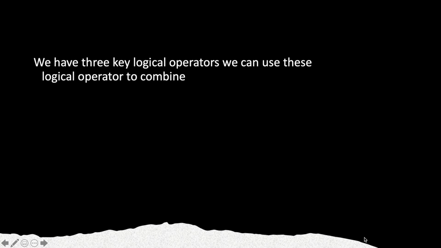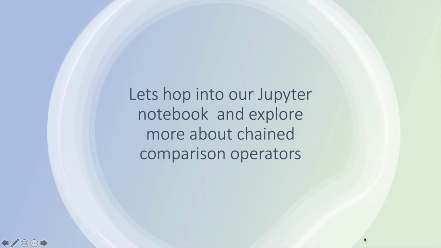Okay, now we have three key logical operators that we'll be learning about, and we can use these logical operators to combine comparisons. The first key logical operator is and, the second one is or, and the third one is not. All these three key logical operators, we will understand in the Jupyter notebook. Okay guys, now let's hop into our Jupyter notebook and explore more about chain comparison operators.